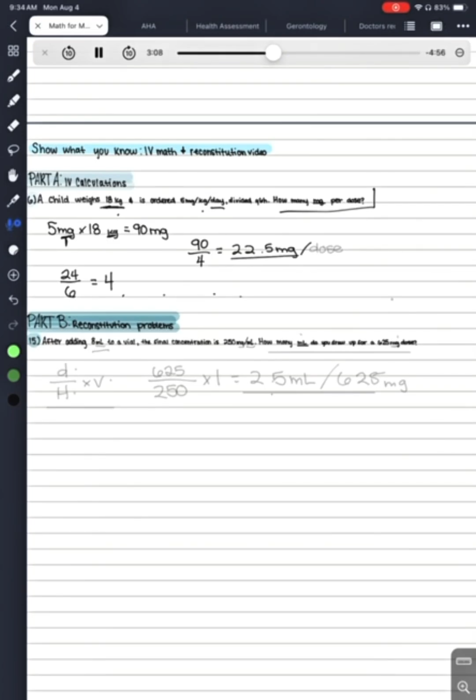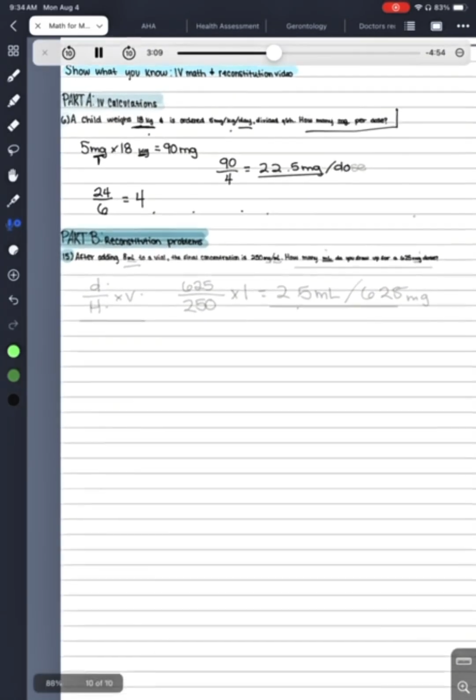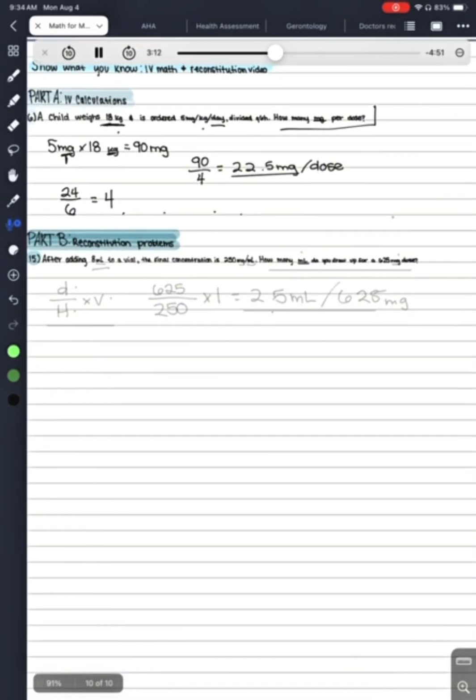And then for part B, reconstitution. So I've added 8 milliliters to a vial. The final concentration is 250 milligrams per milliliter. And I'm calculating how many milliliters I draw up for a 625 milligram dose. So I'm going to use D over H times V. So this is desired dose over dose on hand, times vehicle, so how the medication is being given.